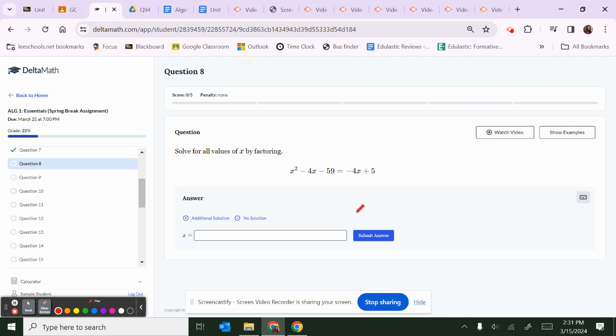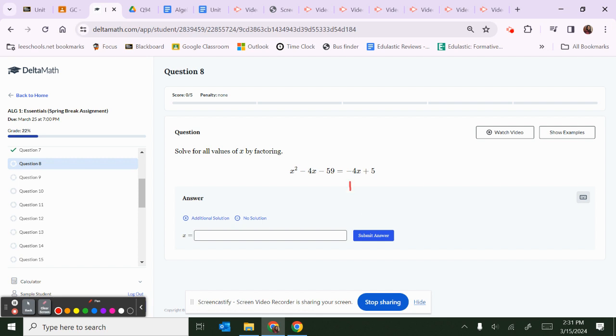All right, guys, here's some support on question number 8 of that spring break activity. The question says to solve for all of your values of x by factoring, okay? For me to solve by factoring, I need to make sure that everything is on the same side, because when you're solving by factoring, you need factored form. The only way to get factored form from this quadratic is if you have everything on the same side.